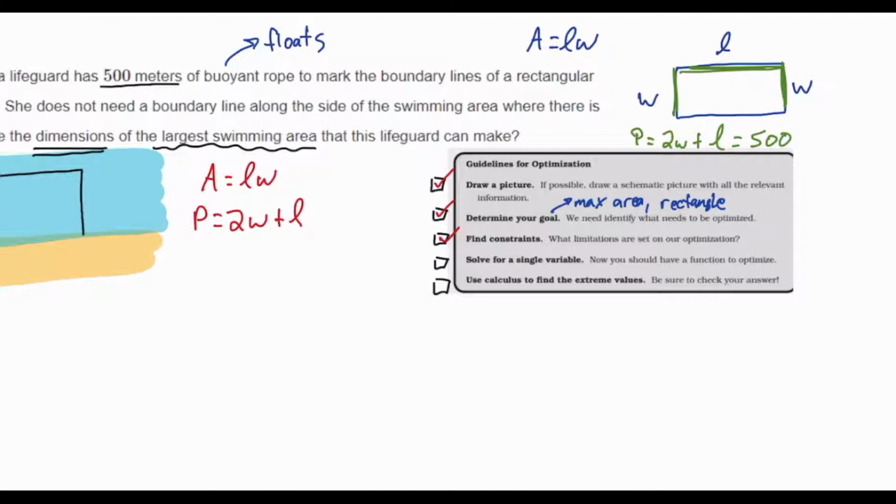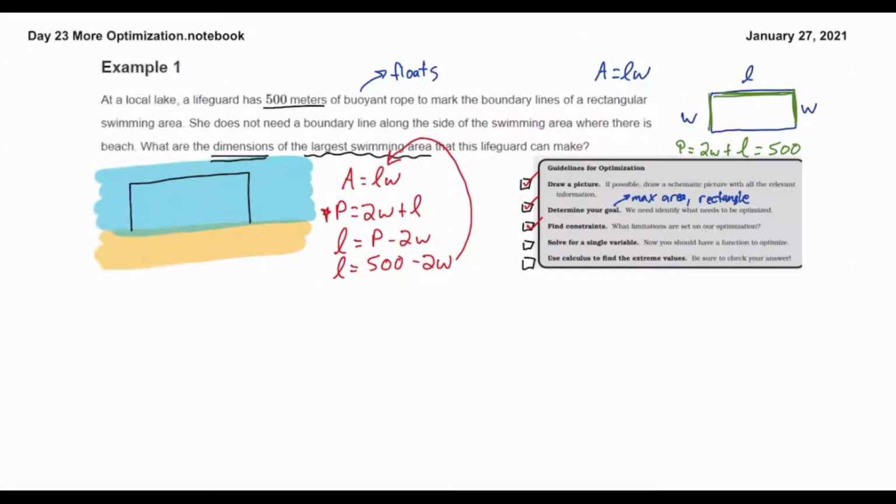We're going to define everything in terms of width. So let's rearrange our equation here. Length equals perimeter minus 2w. Length equals 500 minus 2w. And now I can use substitution and put that into my other equation here. So area, I'm going to move this off to the side here. Area is going to be length, but instead of length, I'm substituting in how we've defined length in terms of the width, 500 minus 2w, and width is just w.